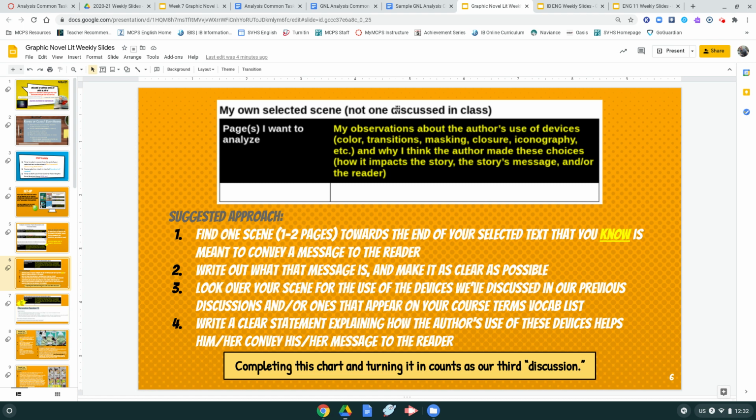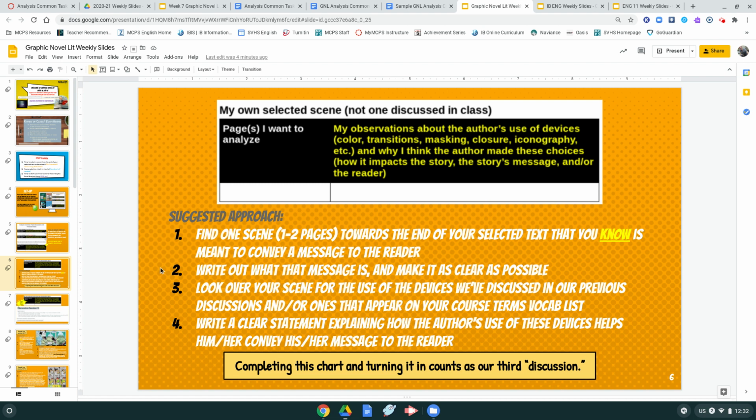So this is the section where you're going to select your own scene and kind of write up your own analysis. So you would fill in on the left-hand side, what page or page numbers did you use, and then your notes to yourselves. The approach that I would suggest to you would be to do these 4 things. First, find one scene, right, 1 to 2 pages towards the end of your selected text that you know is meant to convey a message to your reader.